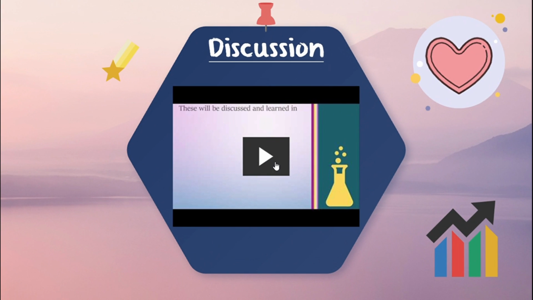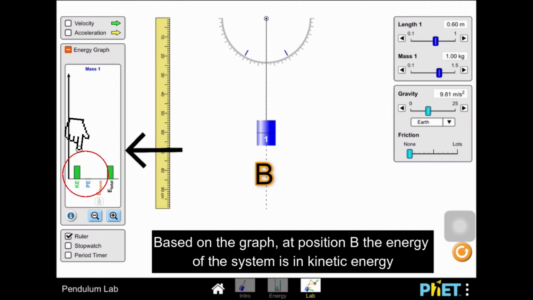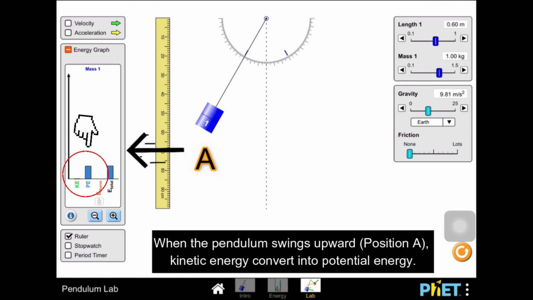Discussion. Based on the graph, at position B the energy of the system is in kinetic energy. When the pendulum swings upward to position A, kinetic energy is converted into potential energy.